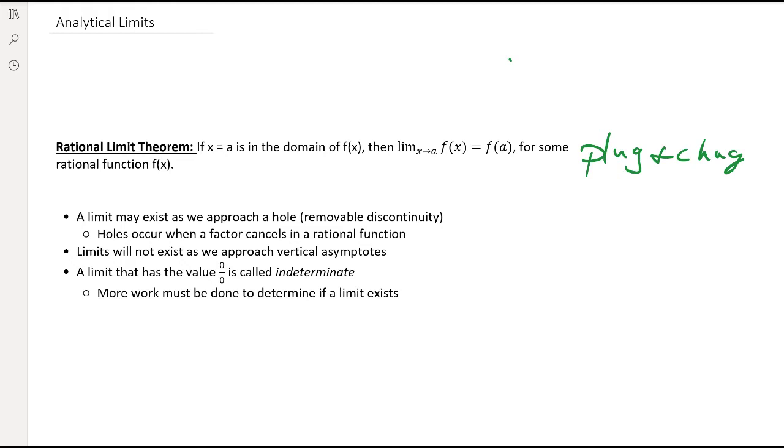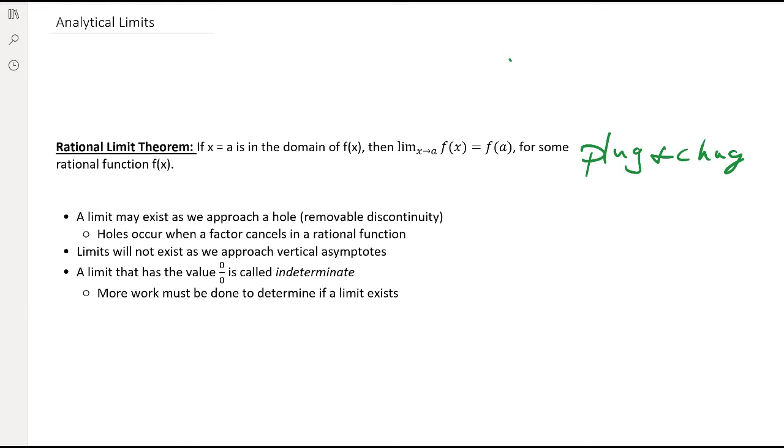It turns out that a limit may exist as we approach a hole. These holes are also called removable discontinuities. If you remember from the video on limits of a graph, you notice that even if we had a hole in the graph, we would still have a limit as we approach that value. So that's what we're going to have to account for in a second. I'll show you how to do that. If you remember back in your algebra days, we get a hole whenever a factor cancels in a rational function. I'll show you what I mean by that in a second.